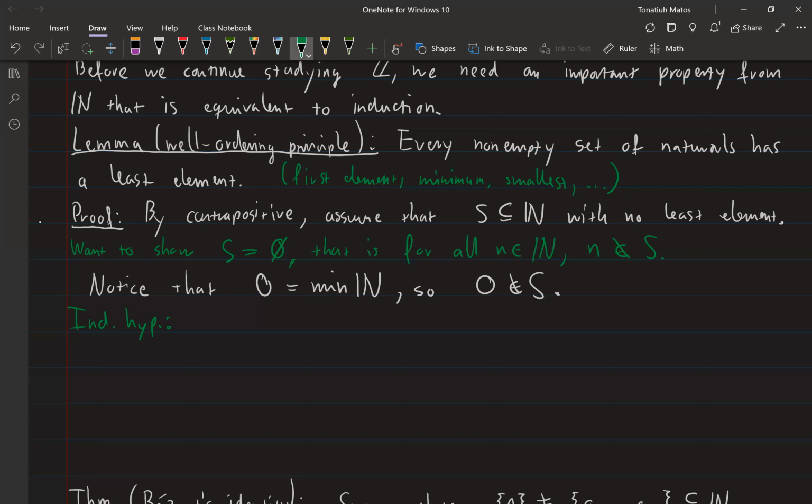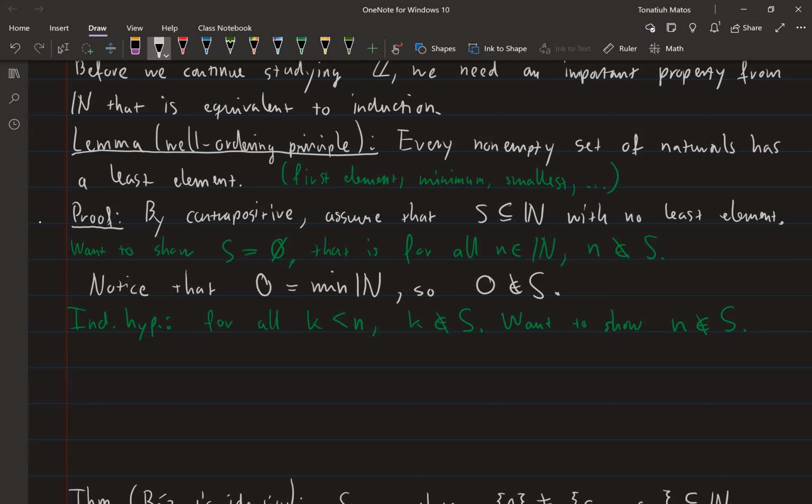I'm claiming that for all numbers k smaller than n, right? The strong inductive hypothesis is assuming not only that the previous element has the property, but that all previous elements have the property, all predecessors of n. So for all k less than n, k is not an element of S, because that's the property that we're trying to verify. So we want to show by strong induction that n has the property, meaning it's not an element of S. But you can see why this is true, right?